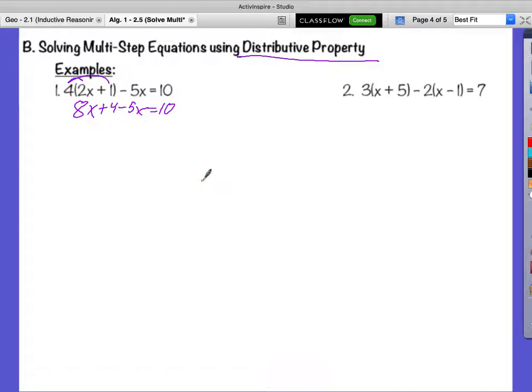I don't doubt that. Okay, hey, let's talk about this one up here. From here, 8x and negative 5x combined to be what, Matthew? Sorry. Do that again, it was funny. What did we get?